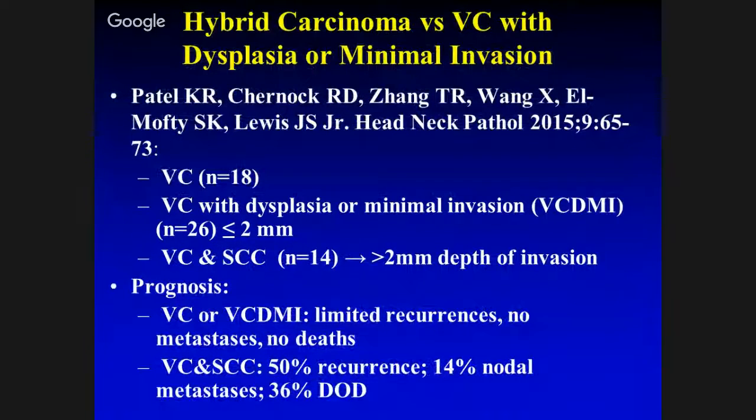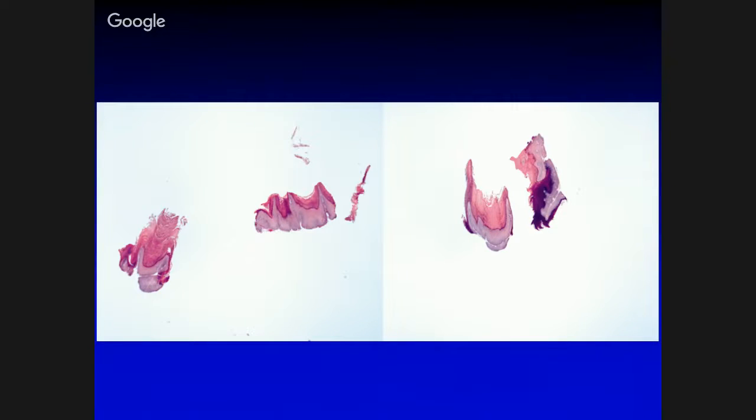There are always exceptions to the rule. And this is a study that identified dysplasia or minimal invasion in the context of hybrid cancer and verrucous carcinoma. And basically what these authors found is that verrucous cancer with dysplasia or minimal invasion, meaning less than 2 millimeters, behave like verrucous carcinoma, as opposed to more extensive invasion, which are hybrid cancers. So this is just to show you that in limited instances, we can accept dysplasia within the context of verrucous carcinoma. So what about the biopsy diagnosis of verrucous carcinoma?